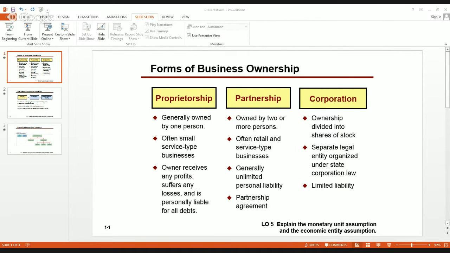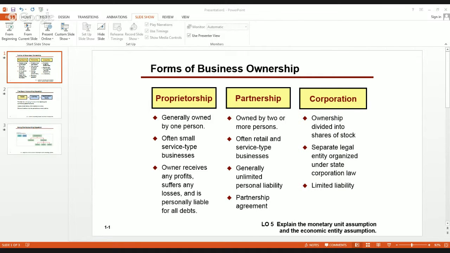So make sure you take a few minutes, read through this, and get familiar with these bullet points. There are more points to the different forms of business, but these are some of the key points. As far as proprietorship, we talked about sole proprietorship. You've got a partnership and you've got a corporation. A proprietorship is generally owned by one person, and it's usually a small business. The owner receives the profits and also shares in the losses, right? So you have that unlimited liability there as well.